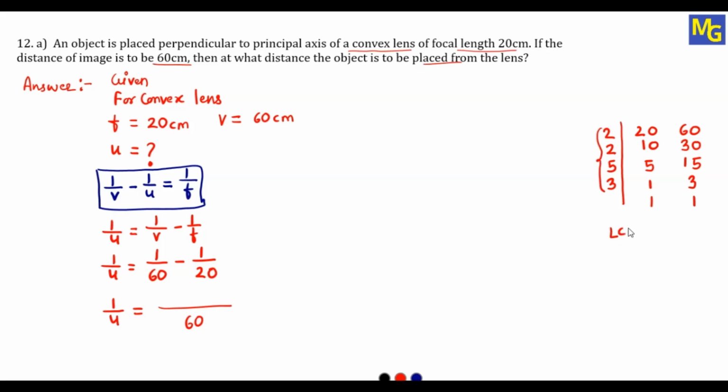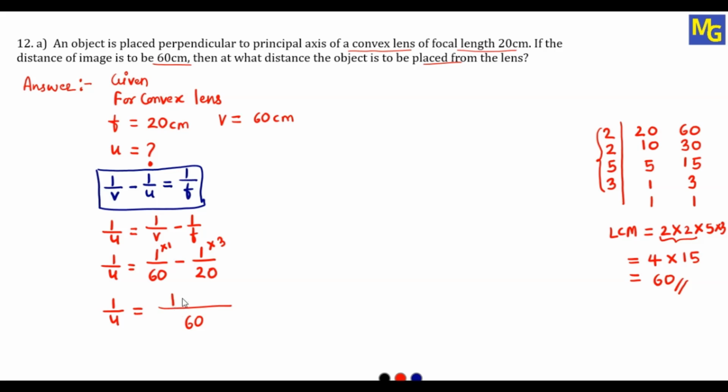So LCM is equal to 2 into 2 into 5 into 3. So 2 into 2 will be 4, into 5 into 3 will be 15, and 15 into 4 will be 60. So this is our LCM. So take 60, and now 60 ones are 60, 20 threes are 60.